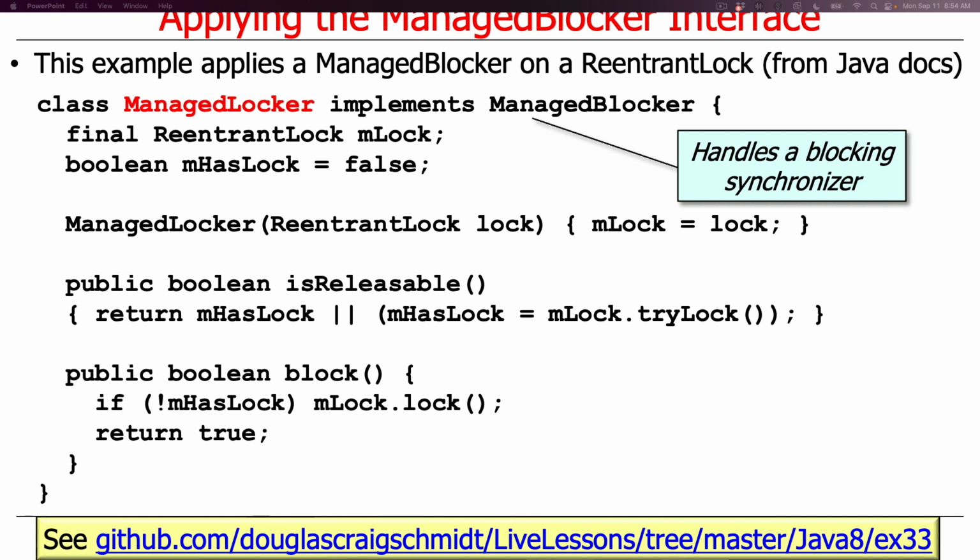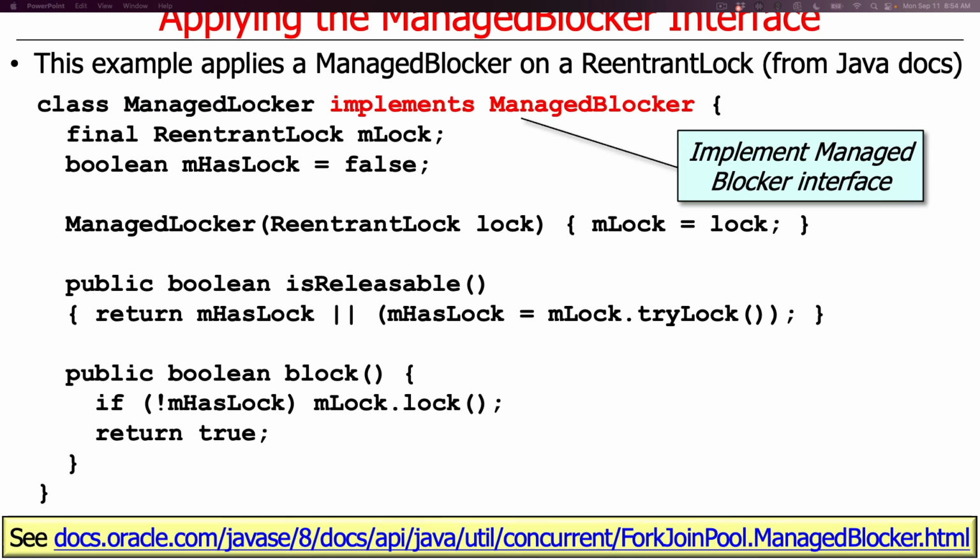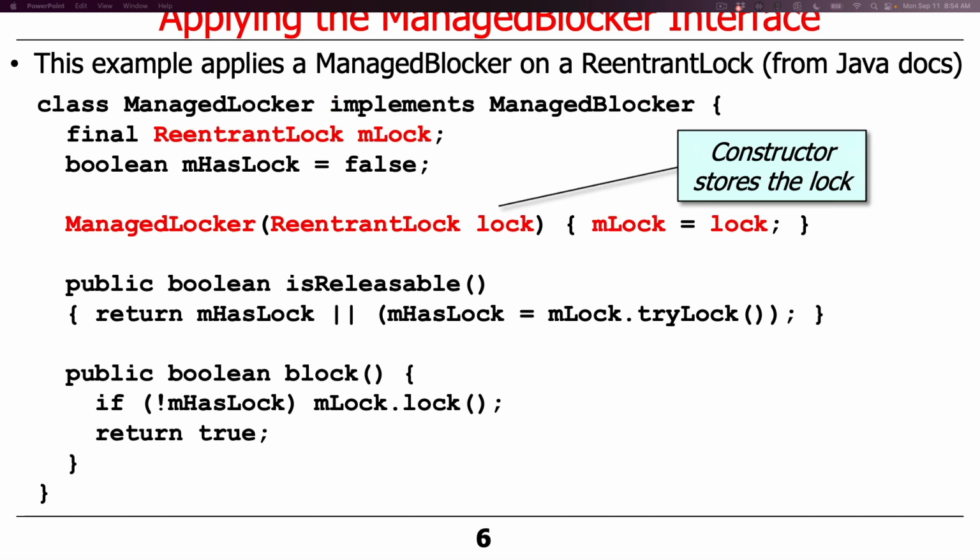The ManagedLocker implements ManagedBlocker, and it handles a blocking synchronizer. It implements the ManagedBlocker interface, and it defines a field that's a ReentrantLock. ReentrantLock is a very common synchronizer that's used in Java. What ReentrantLock does is it can be used to provide mutual exclusion to ensure that only one thread at a time gets into a so-called critical section.